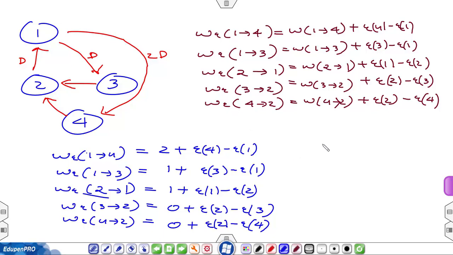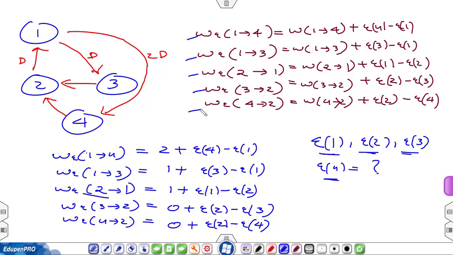Now R1, R2, R3, R4 are unknown, so these values have to be found. If you find these values, the retimed weights can be calculated. And before calculating these values, you also have to keep in mind that our aim is to reduce the clock period, and you have to find these values in such a way that the clock period is minimized.